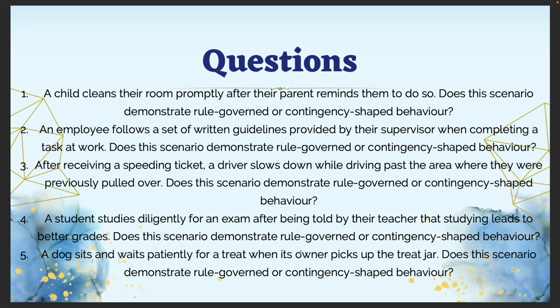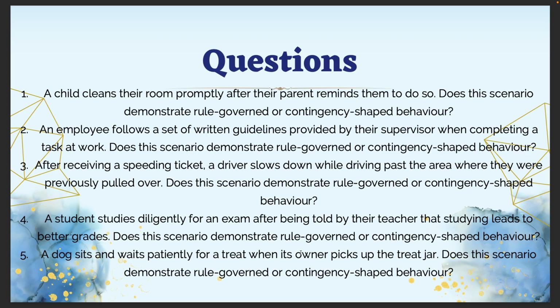Does this scenario demonstrate rule-governed or contingency-shaped behavior? For those of us who said rule-governed, yes, because we were told that it would lead to better grades. So our behavior was changed because of this rule that was stated to us. Okay. Now it could be contingency-shaped if, let's say, you studied, you did really great on that exam. Then you started to make the association, oh, when I study, I get really, really good on the exam. That's a direct link, right?